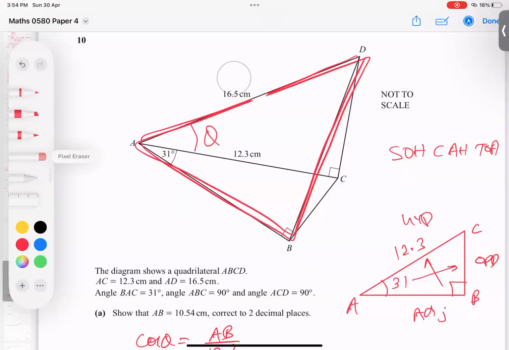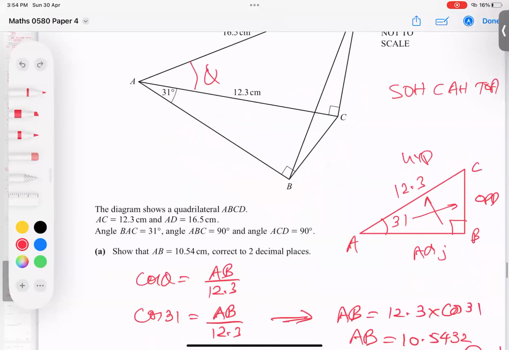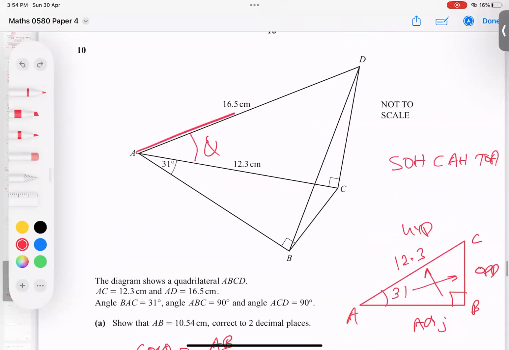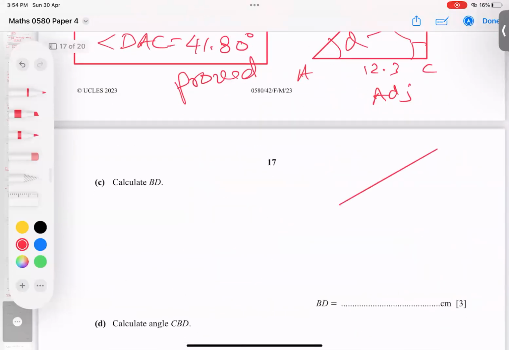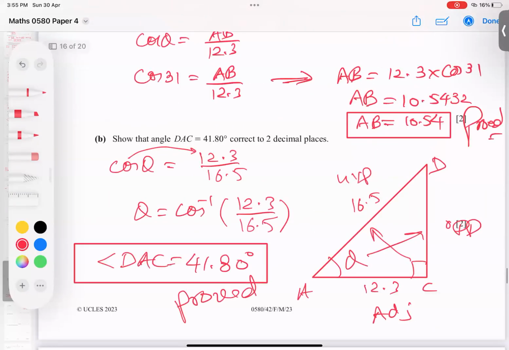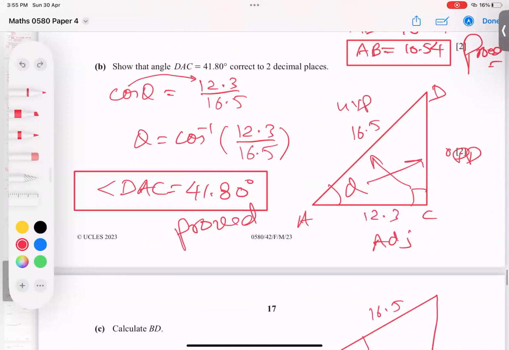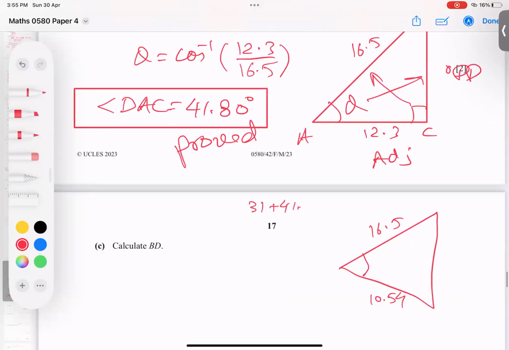Cosine rule now. Reason, this length you have it. Wait a minute. This length you have it. And AB, we have it. It means this length we have it, this length we have it, and this angle we have it. So let's try to draw 16.5. And this is 10.54. And the angle between them is 31 and theta, 31 and this one. So 31 plus 41.8 becomes 72.80.